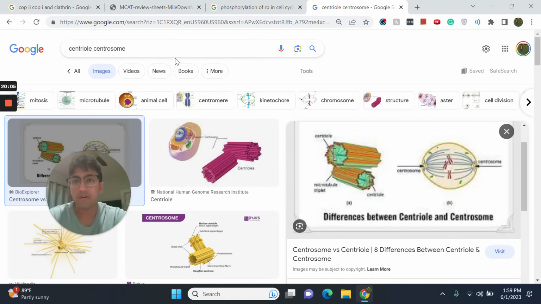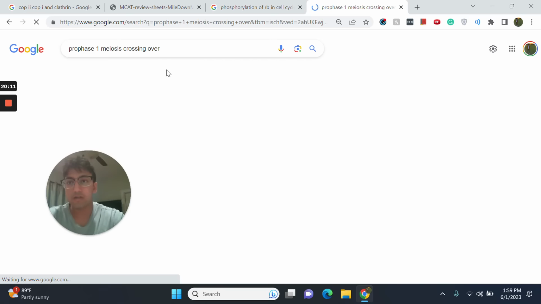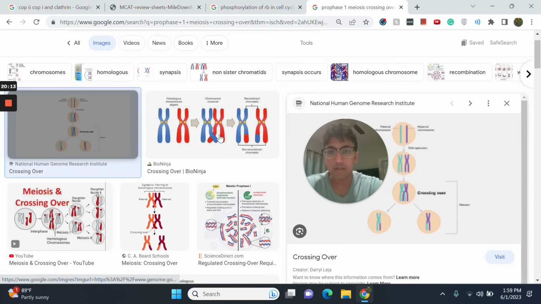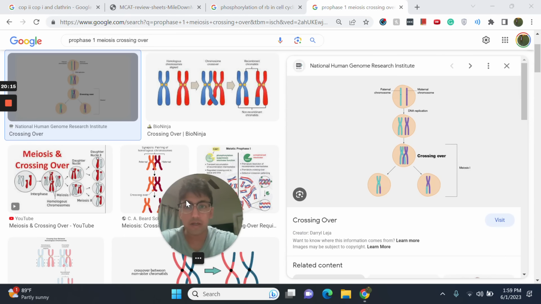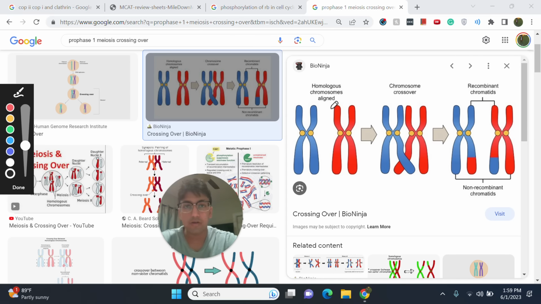So let me try to see if I can find a diagram for you. Prophase 1, meiosis, crossing over. So here you can see that, yeah, I think this is a good diagram. Normally when you have mitosis, you just have one of these that lines up in the middle. So let me use my marker. So normally in metaphase of mitosis, you have this thing that's lining up in the middle, and we're going to pull apart this chromosome using the spindle fibers from the centrosome, right?